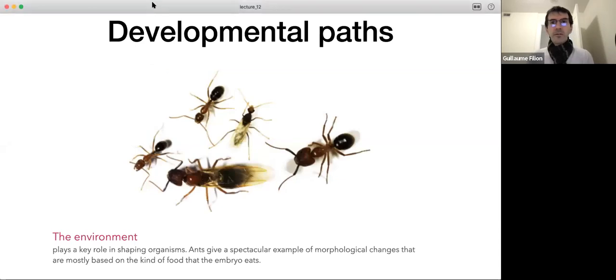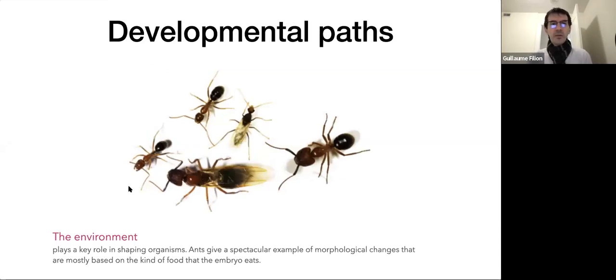There's also the question of developmental paths. So the environment plays a key role in shaping organisms. Depending on what happens early on, development will go a certain way or another, and yet the organism has exactly the same genome. Ants give a spectacular example of morphological changes that are mostly based on the kind of food that the embryos eat. So you can see that these ants here have approximately the same genome.